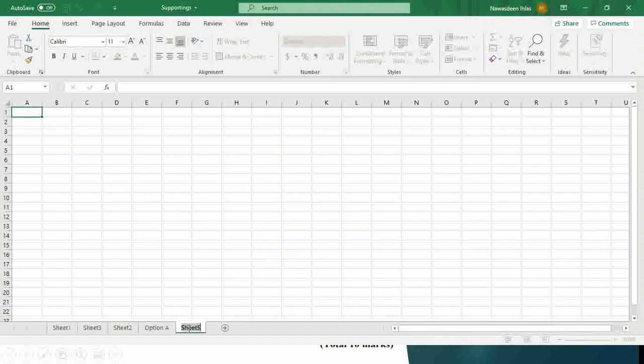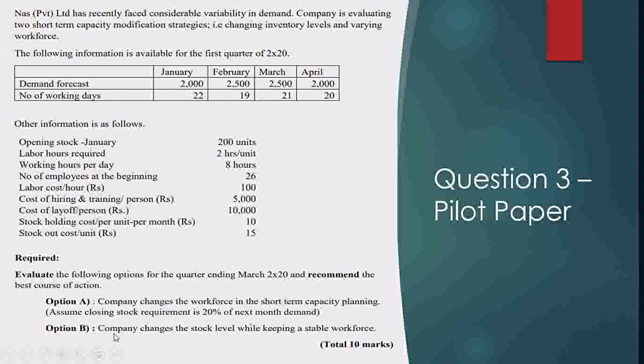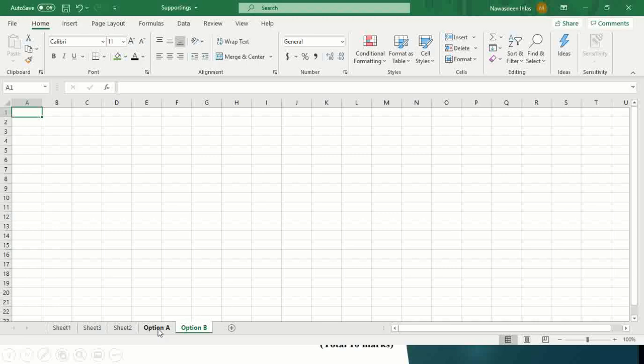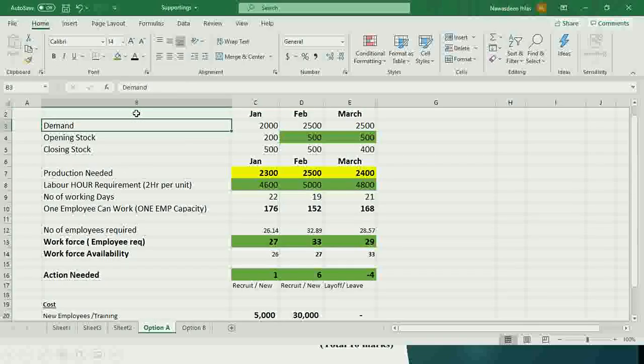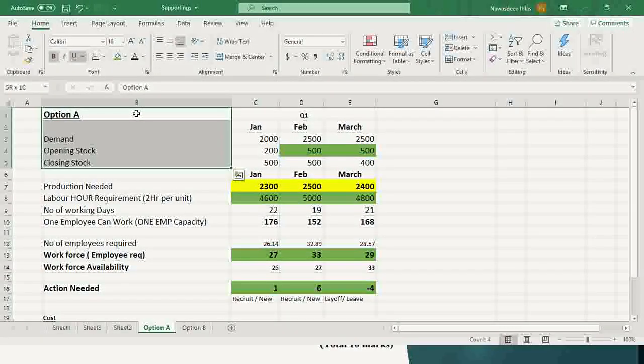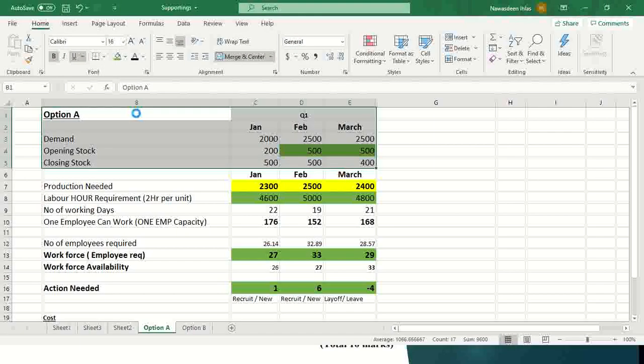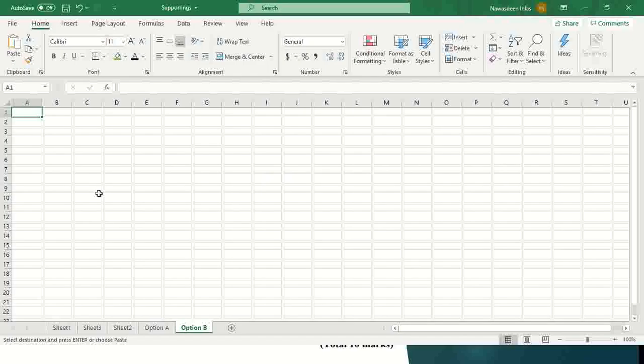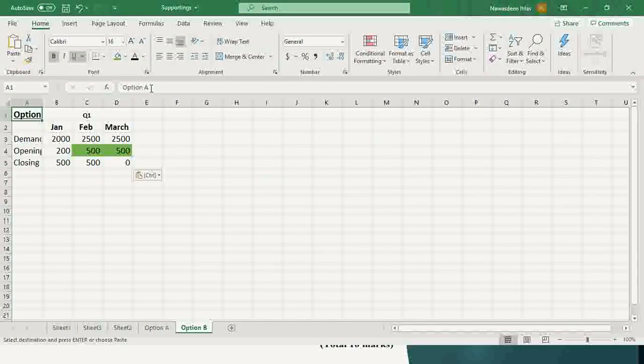Now we are going to option B. What will happen if you are following option B? In option B, they are going to change only stock levels while keeping a stable workforce. They are not going to change their workforce, only their stock levels. So how are we going to do that? We'll take the same example. Now option B.